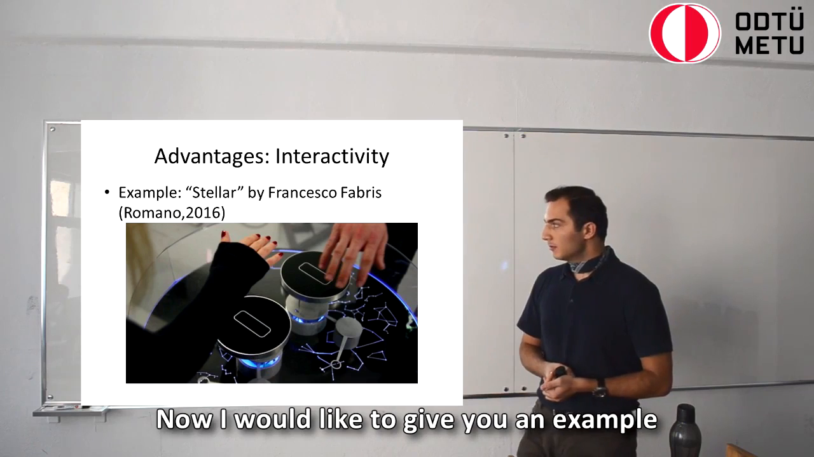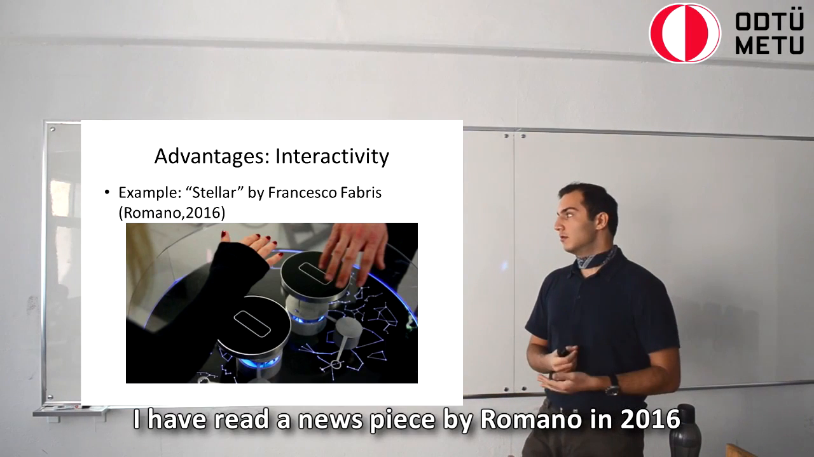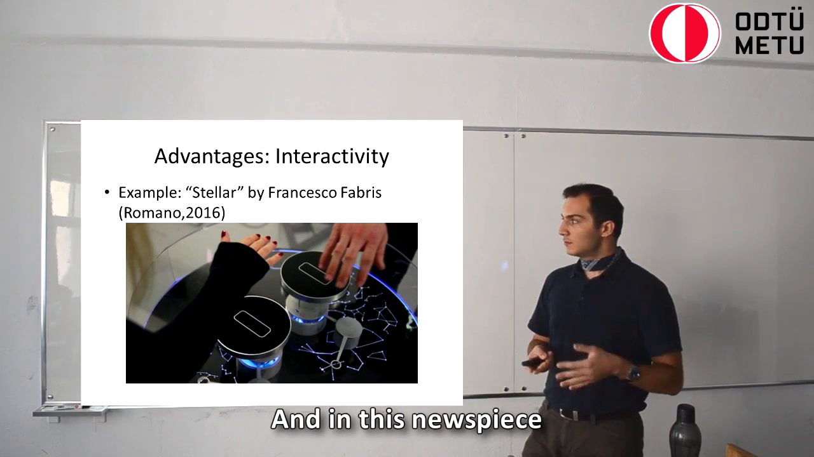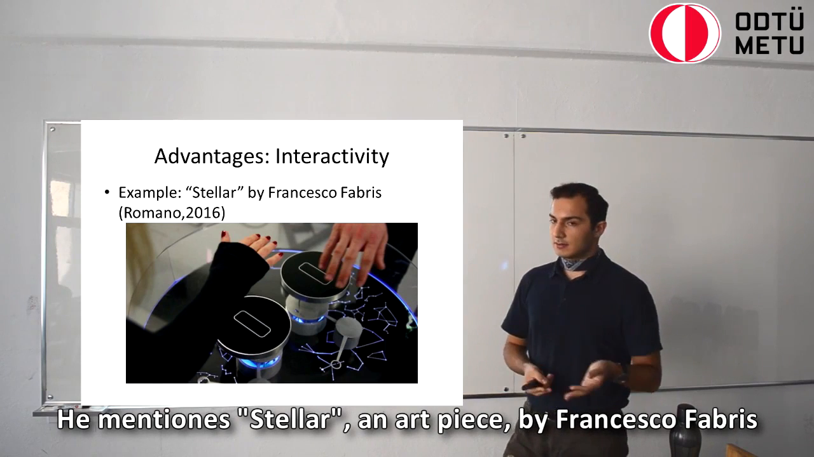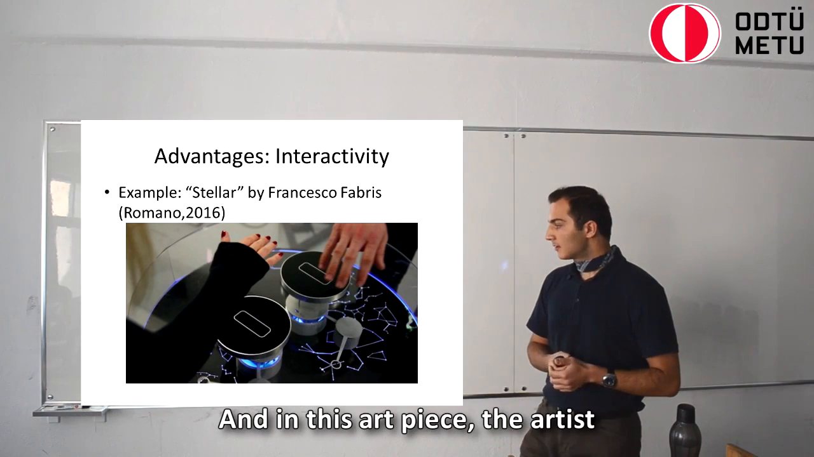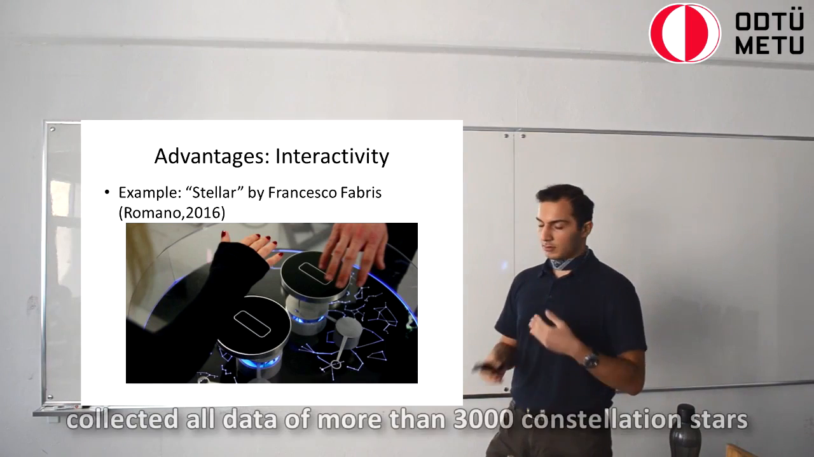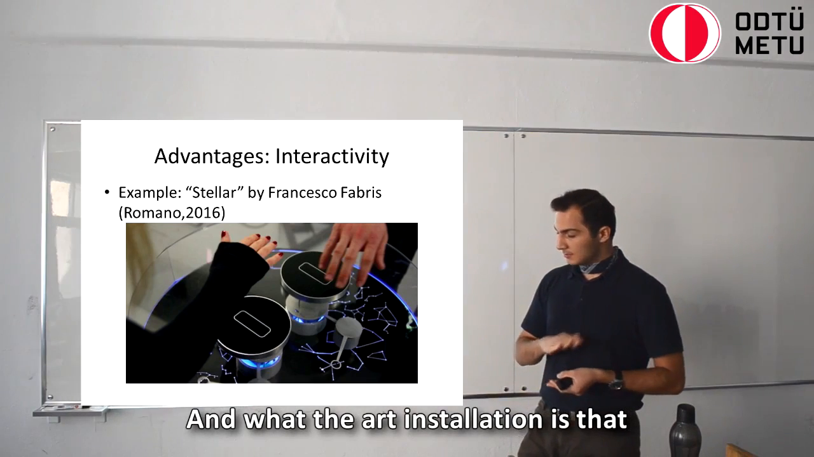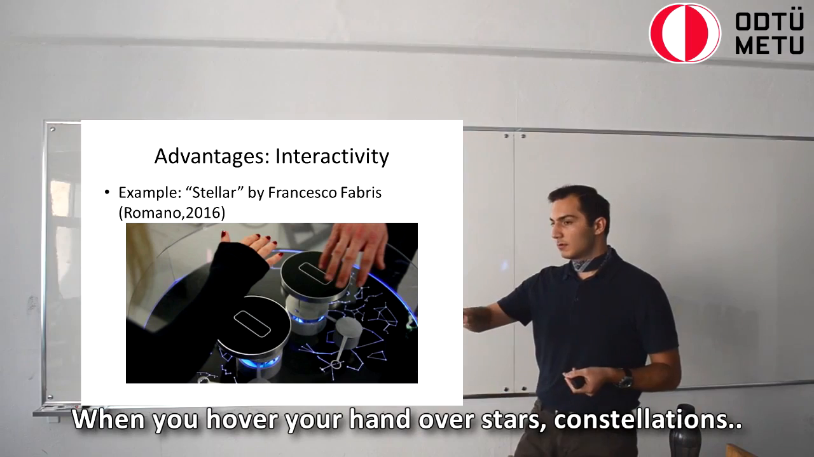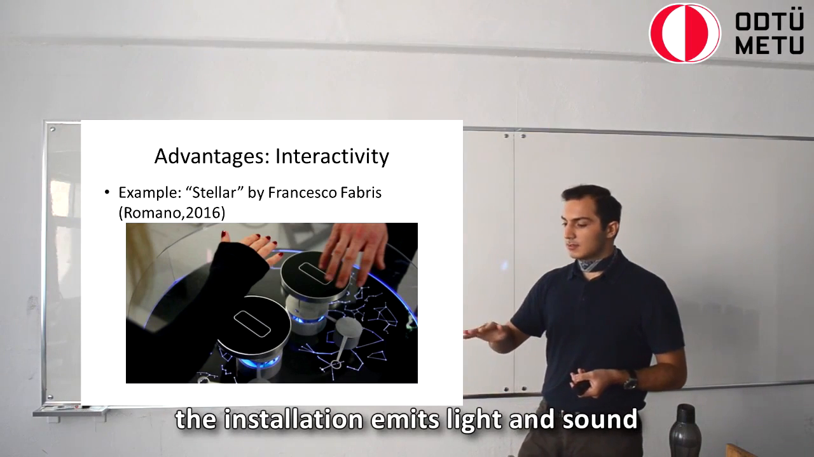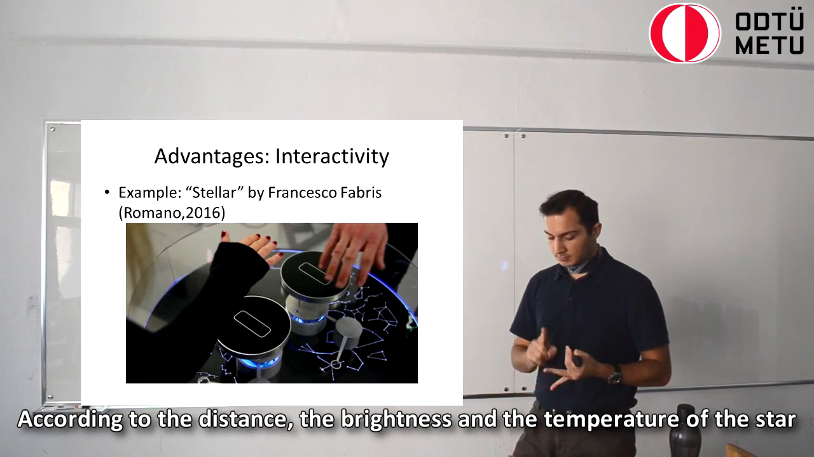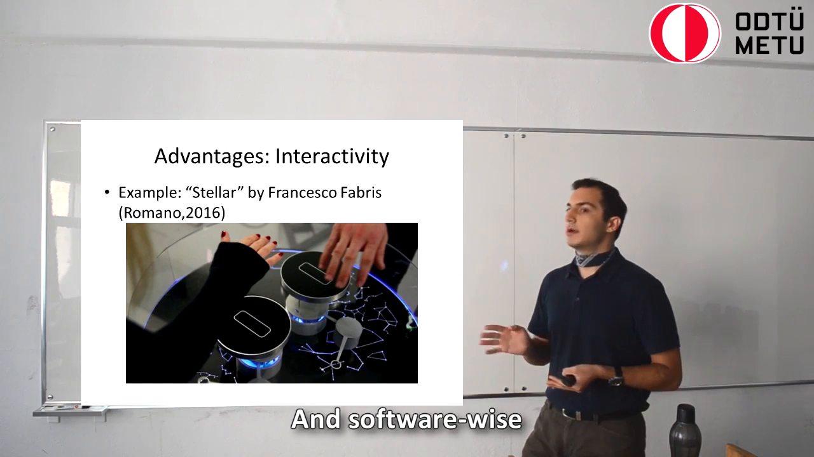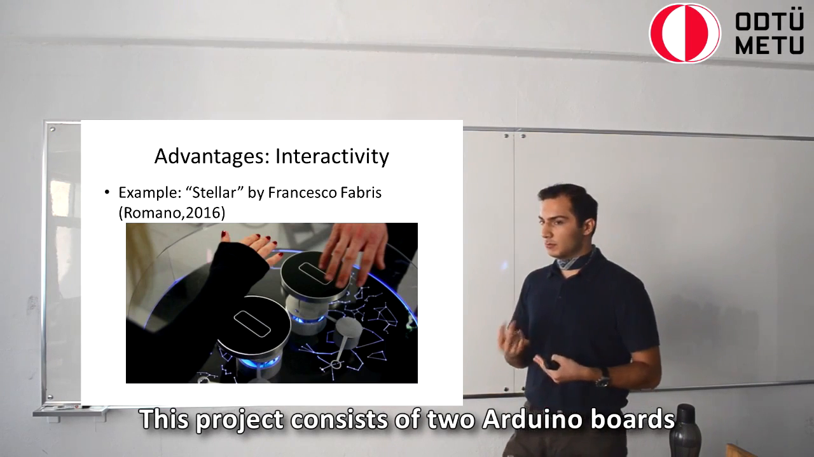Now I'd like to give you an example. I've read a news piece by Romano in 2016, submitted under Arduino's official blog. And in this news piece, he mentions Stellar, the Night Piece by Francesco Ferris. In this art piece, the artist collected all data of more than 3,000 constellations and stars. When you hover your hand over a star or constellation, the installation emits light and sound according to the distance, the brightness, and the temperature of the star, according to the data. And hardware-wise, this project consists only of 2 Arduino boards.